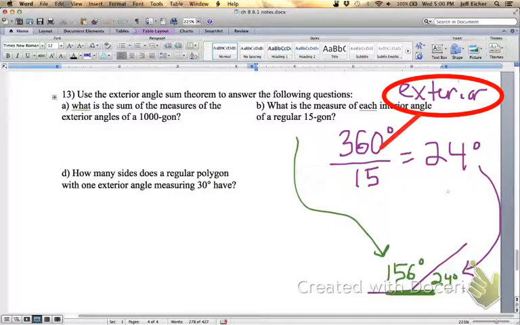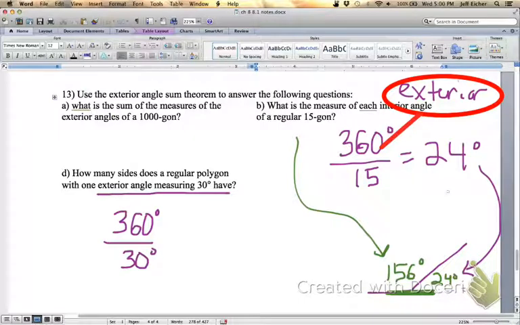Finally, letter D, which suspiciously probably should say letter C. Sounds complicated at first. One exterior angle is 30. We know that all of them add up to 360 degrees. So if we divide by 30 degrees, that would give us 12. This is a 12-sided regular polygon, known as a dodecagon. Decagon for 10 and do for 2.